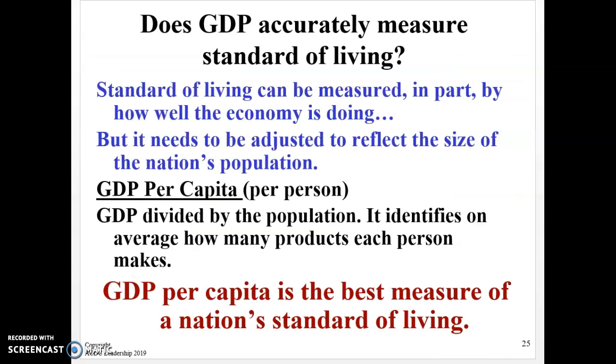GDP does not accurately measure the standard of living, mostly because you don't know if the economy is doing better or if it's actually meeting the population needs. So GDP per capita, or GDP divided by the population, is a much better measure of a nation's standard of living. That way we know how many people actually have their needs met.